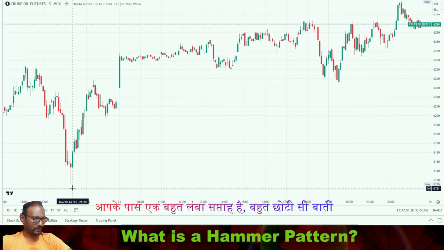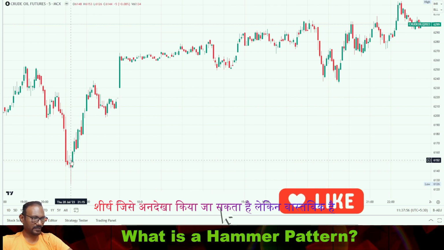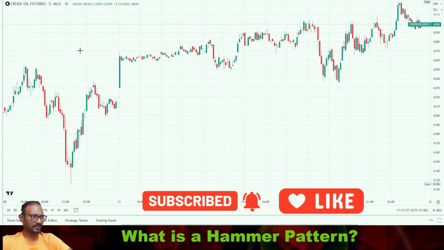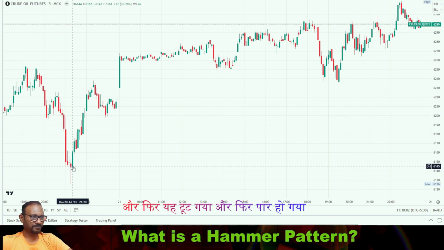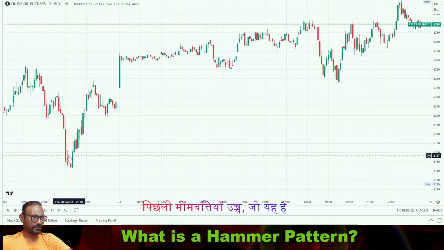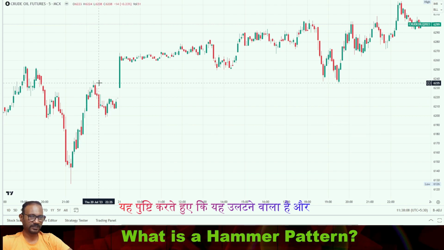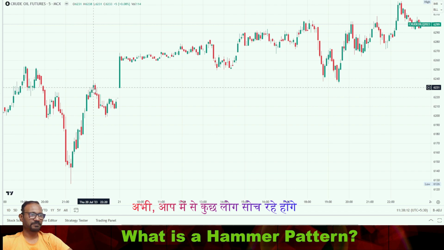Here you got a very long wick, very small wick on the top, which can be ignored, but the real body is at this level, very small body over here, and then it breached and crossed the previous candle's high, which is this, confirming that it is going to reverse. And as soon as you see that, it started firing up, right?